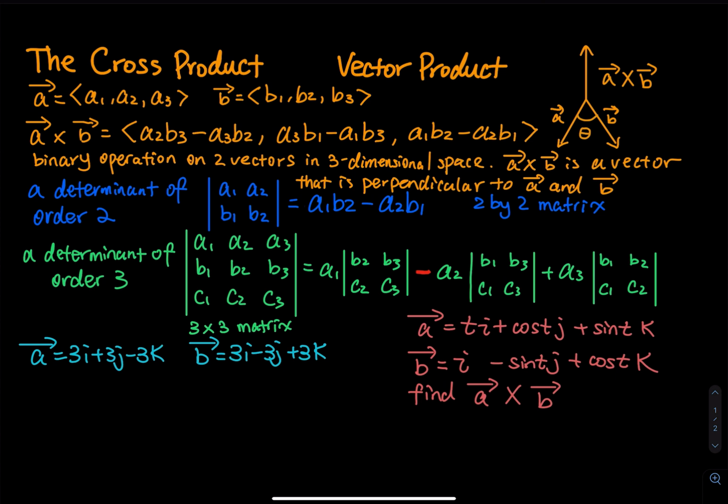So how about the little 2x2 matrix? Here is the pattern. B2, B3, C2, C3. Do you see this? And then, how about the next one? The next one is B1, B3, C1, C3. So in the 3x3, this is what you will have to take. And then finally, you have B1, B2, C1, C2, which is right over here.